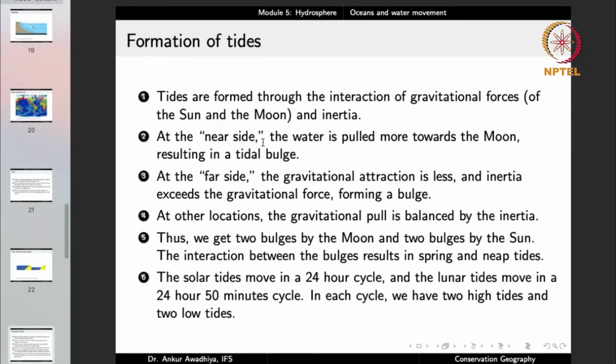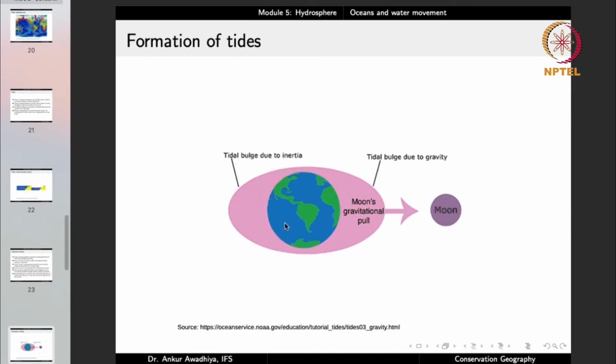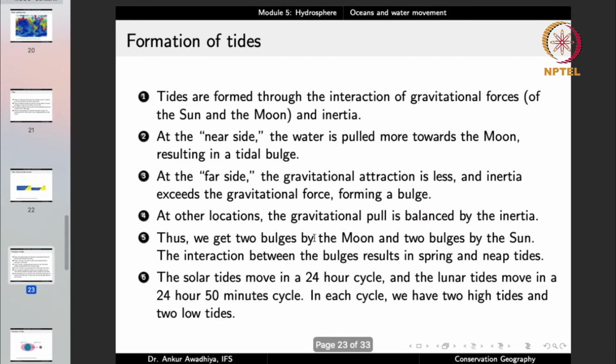At the near side, that is, at the side where the water is close to the moon or the sun, the water is pulled more towards the moon or the sun, resulting in a tidal bulge. So if this is the earth and this is the moon, and the sea level is greatly exaggerated to allow for understanding, then in the near side we get a tidal bulge due to gravity. The moon is attracting the water, and so we get this bulge.